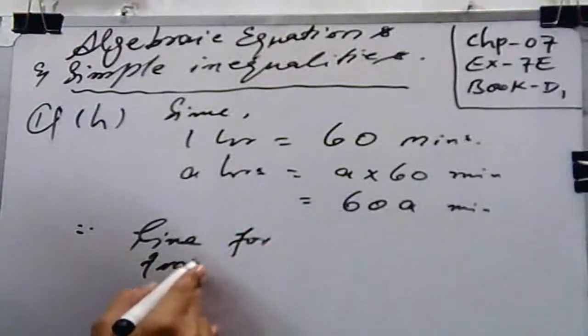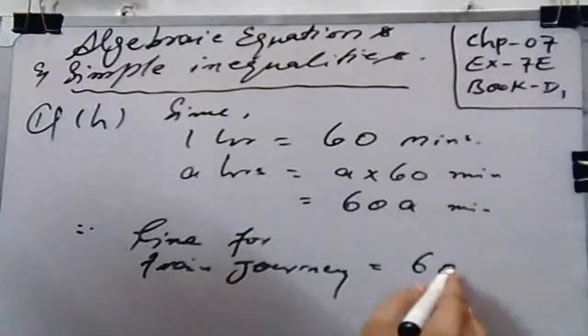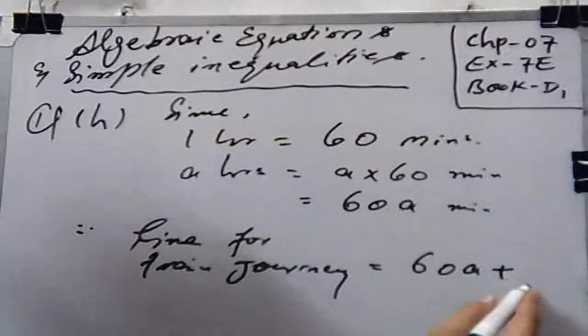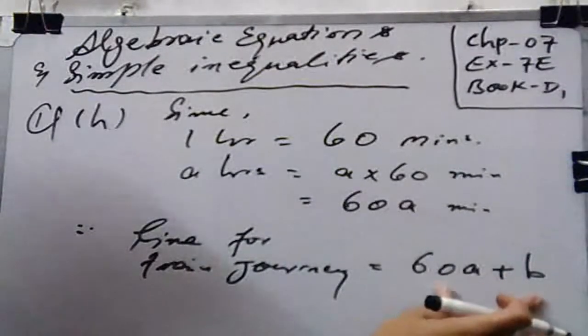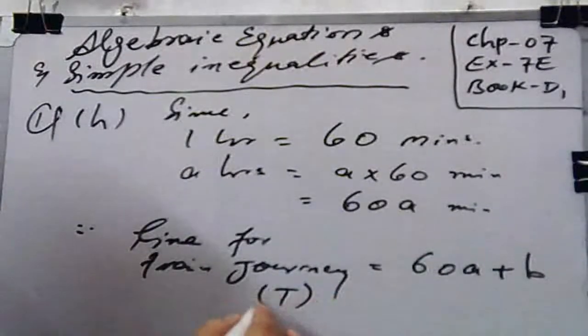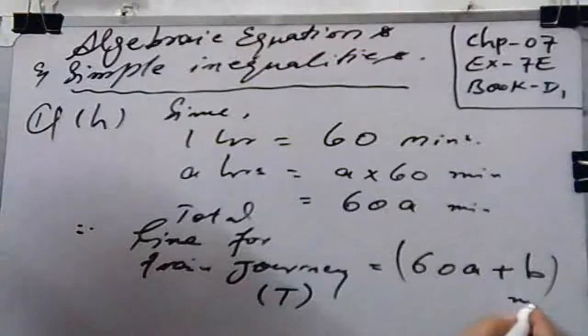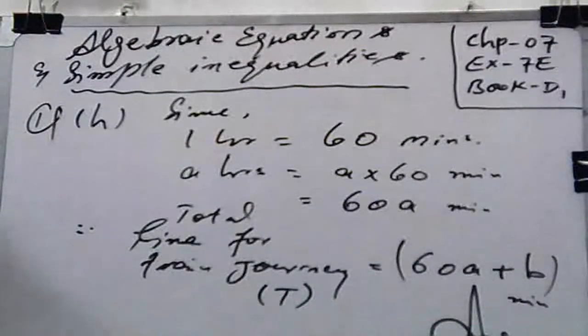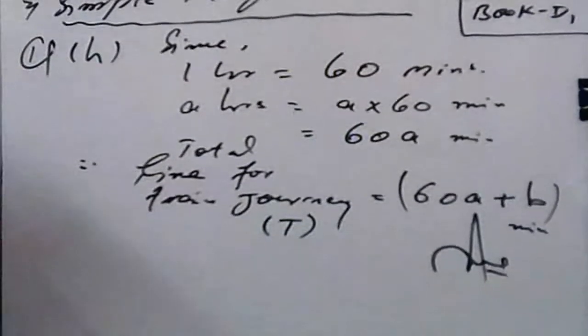So it means you can say that is 60 minutes. So you can write also 60 minutes. So therefore, time for train journey is equal to 60 plus, that is your b minutes, because b is given in your statement. If you read the statement carefully, that is your total journey, so that is your total time. So that is your minutes, that is your answer.